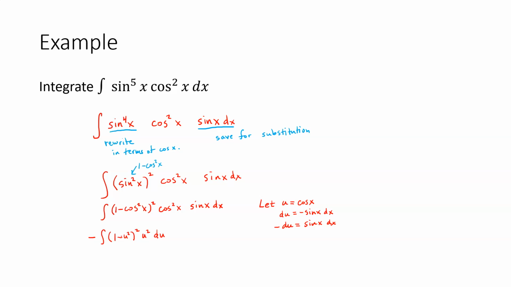So what remains here again is another polynomial. But before I can integrate, I'm going to do a little bit of foiling. So I'm going to FOIL out 1 minus u squared. So we get 1 minus 2u squared plus u to the fourth. And then after I do that, now I need to distribute u squared into the parentheses. So I'll have u squared minus 2u to the fourth plus u to the sixth.